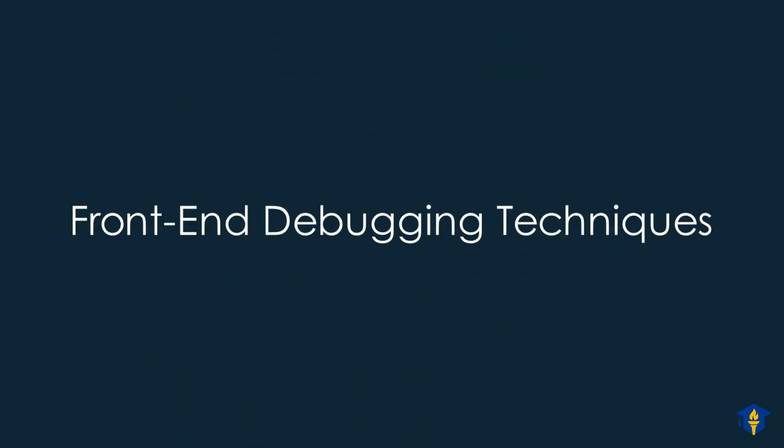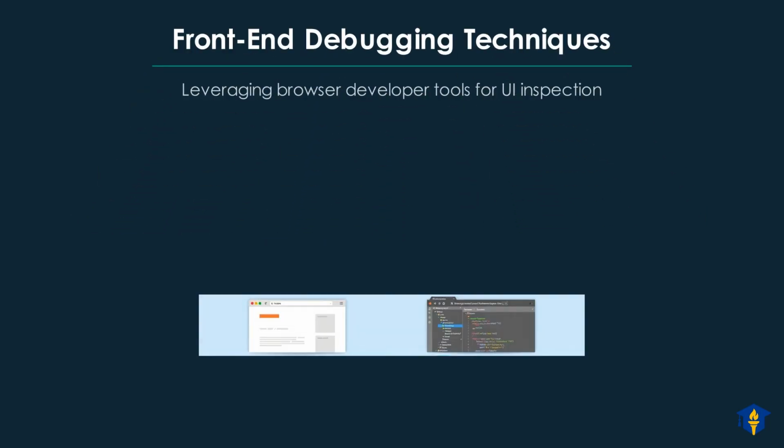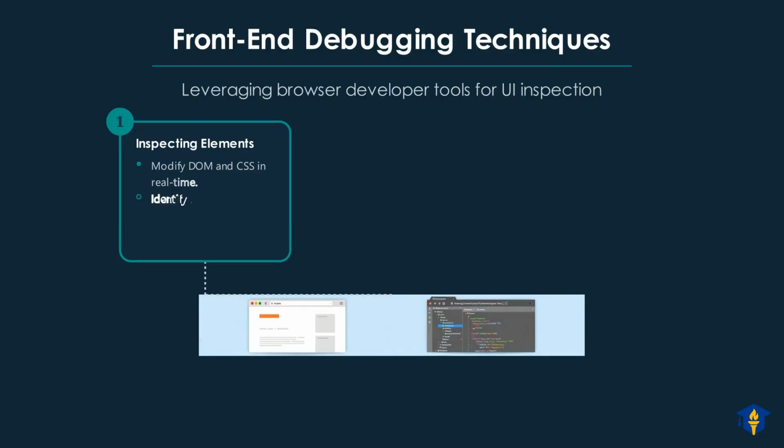We will now explore front-end debugging techniques, focusing on browser developer tools for UI inspection. These techniques are essential for leveraging browser developer tools to effectively inspect and debug your UI. One key technique is inspecting elements, allowing you to examine and modify your web page's structure. You can modify DOM and CSS in real time, seeing immediate visual changes on your web page. This helps identify layout issues, styling problems, or elements that might be unexpectedly hidden.